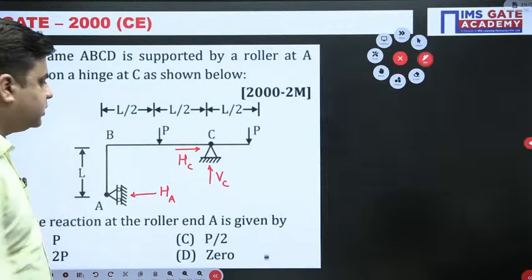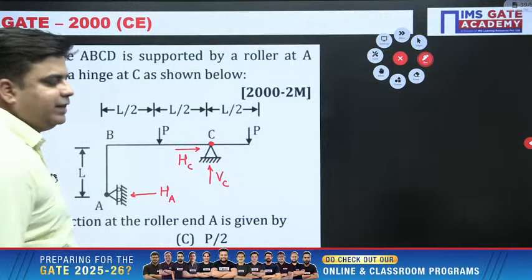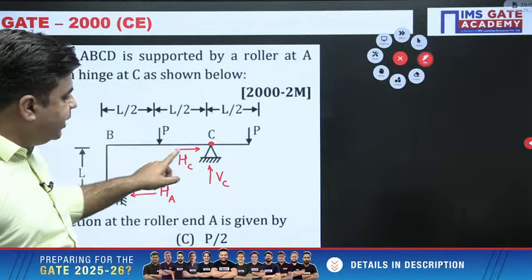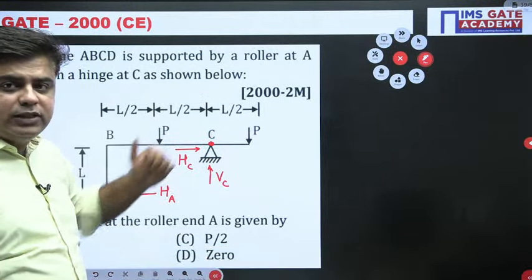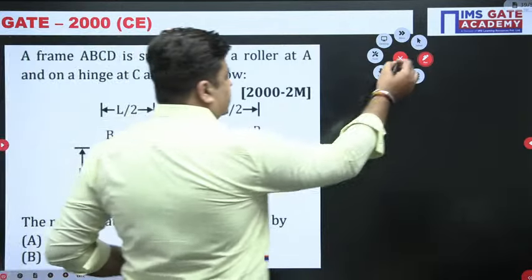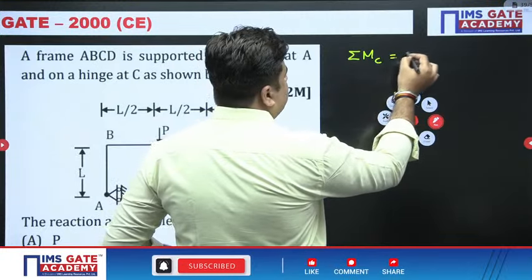What you need to do is, you see this point C, right? If you stand at this point C and write down the summation of moment about this point C, then the moment due to HC and VC will become 0, because the line of action of HC and VC passes through point C. So I will write down summation of moment about C equal to 0.